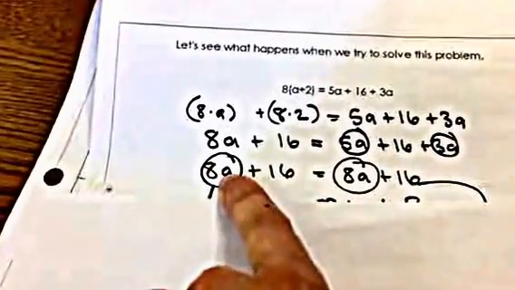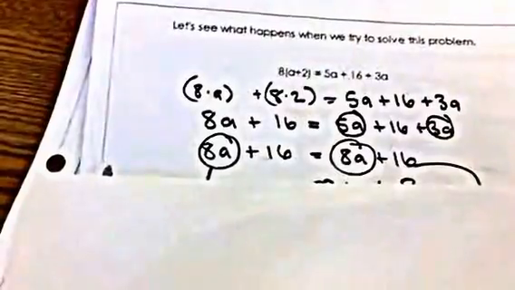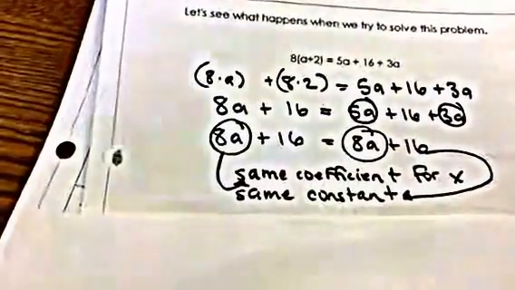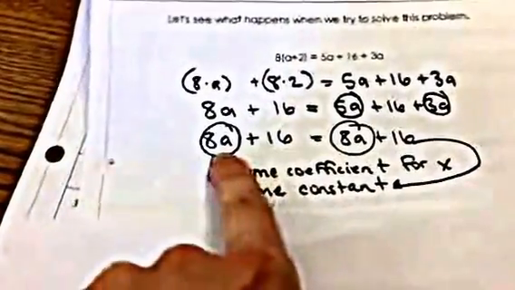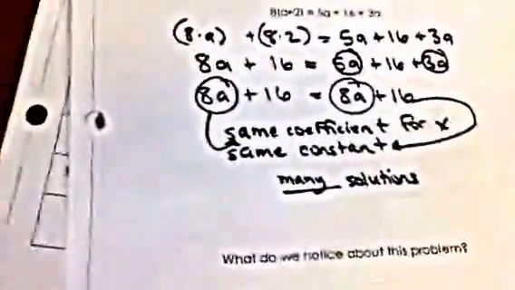So what I can see here is that I have 8a plus 16 and 8a plus 16 on both sides. So what does that tell me? I have the same coefficient for a, 8 and 8, and I have the same constant, 16 and 16. So what that tells me is that I'm going to have many solutions, because no matter what I put in for a, I'm going to end up with the same thing on both sides.